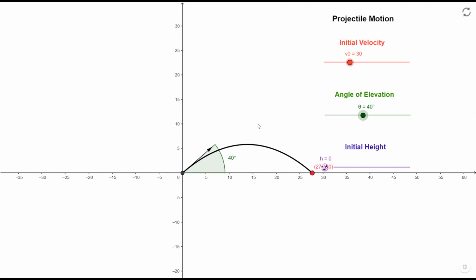So from here, whenever we are throwing the ball at an angle between 0 degree to 90 degree, it will be covering two-dimensional motion, and this motion under gravity will be called projectile motion. Clear?